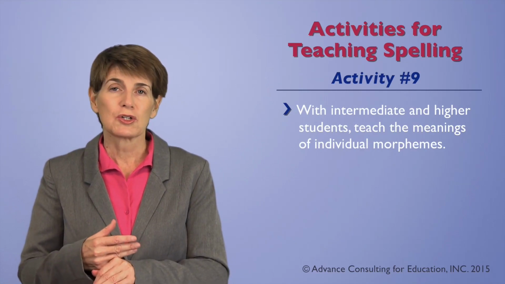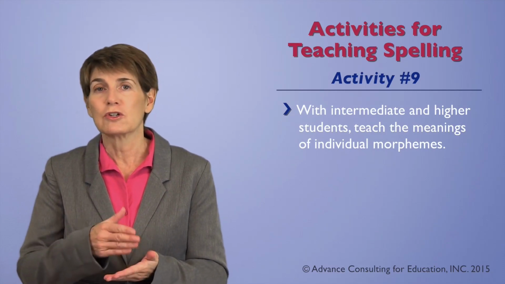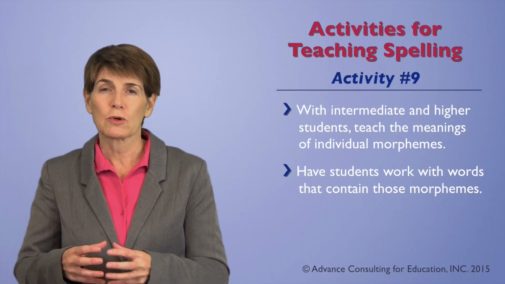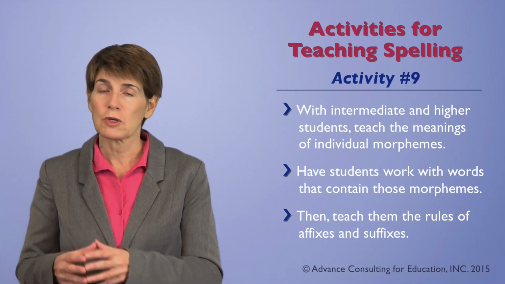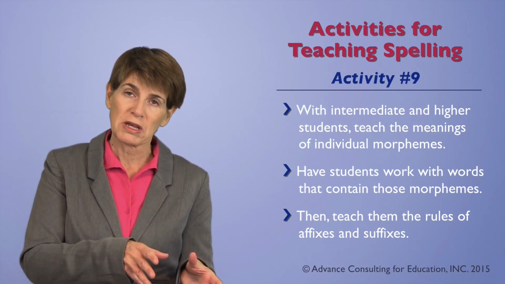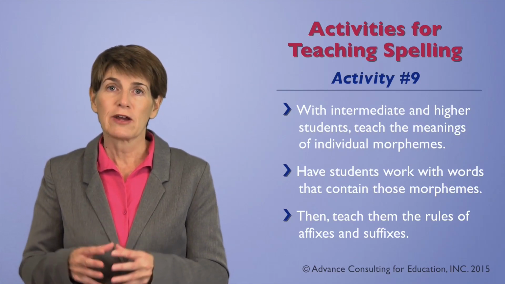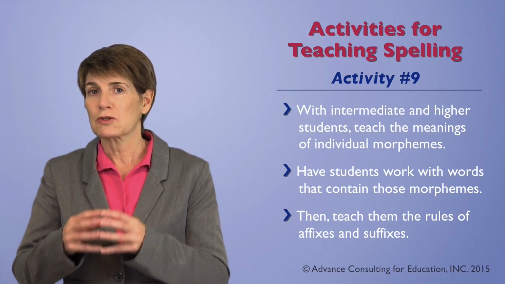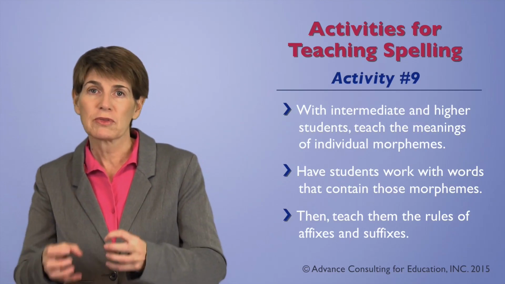So for example, you can teach students the meaning of the morpheme re, which means again, or un, which means not. And then they can work with all of the words that have re in them, or all of the words that have un in them. You can then teach them the rules of combining morphemes. So you can teach them the rules of prefixes and suffixes. These are the morphemes that go before a base word, and these are the morphemes that go after a base word. So with your intermediate and higher classes, get students to dig into the morpheme level of words so they can understand these small units of meaning, how those units are spelled, and then how to put those together to create words.